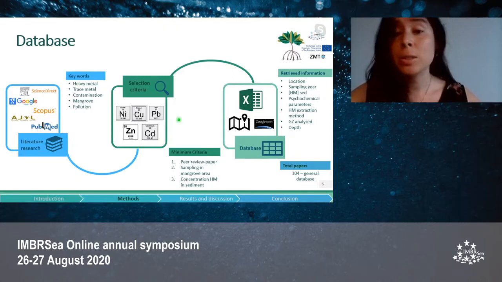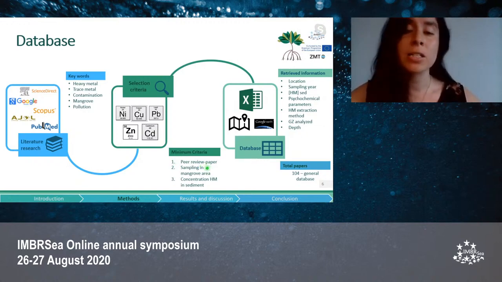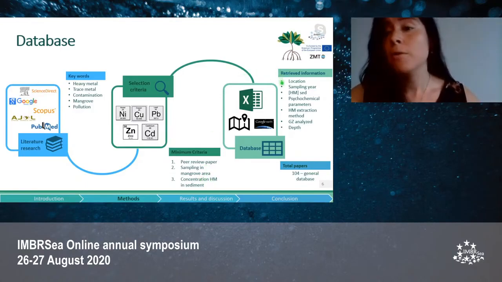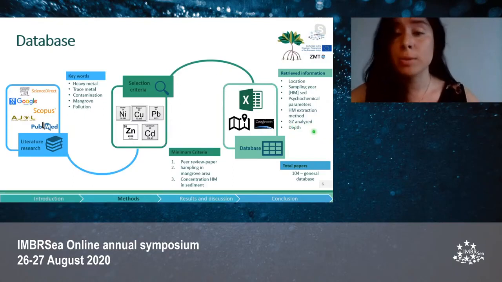The minimum criteria to include a paper in the database were, first, that it was a peer-reviewed paper, second, that the sampling was specifically done in mangrove areas, and that it provides information about the concentrations of heavy metals in the sediment. Other information retrieved from the paper was the location, the sampling year, physicochemical parameters of the sediment, heavy metal extraction method, the grain size analyzed, and the depth. These are related to the methods, in order to assure the comparability between the studies.